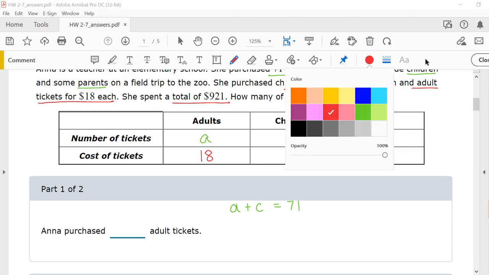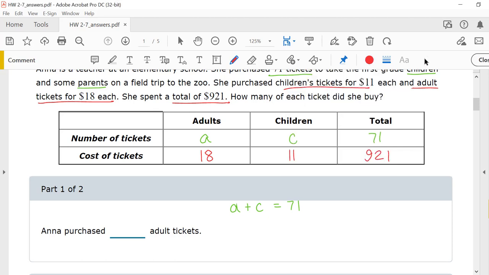Now let's go do the red equation. Each adult ticket cost $18. And how many adult tickets did you buy? You bought A of them. So $18 a ticket times that many tickets, A, plus the kid tickets were $11 each, and you bought C of those, and you spent a total of $921.